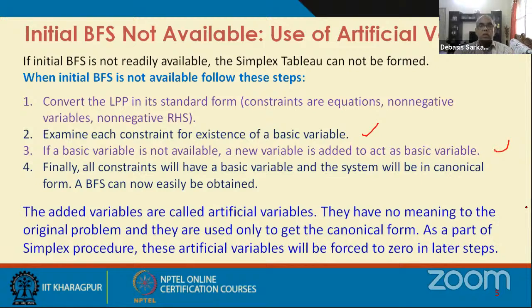So the key statement is as follows. When a basic feasible solution is not available, we introduce artificial variables to obtain the initial basic feasible solution. Once the initial basic feasible solution is obtained, the simplex process can start. But now the goal of the simplex process will be that you force these artificial variables to 0 in later steps.